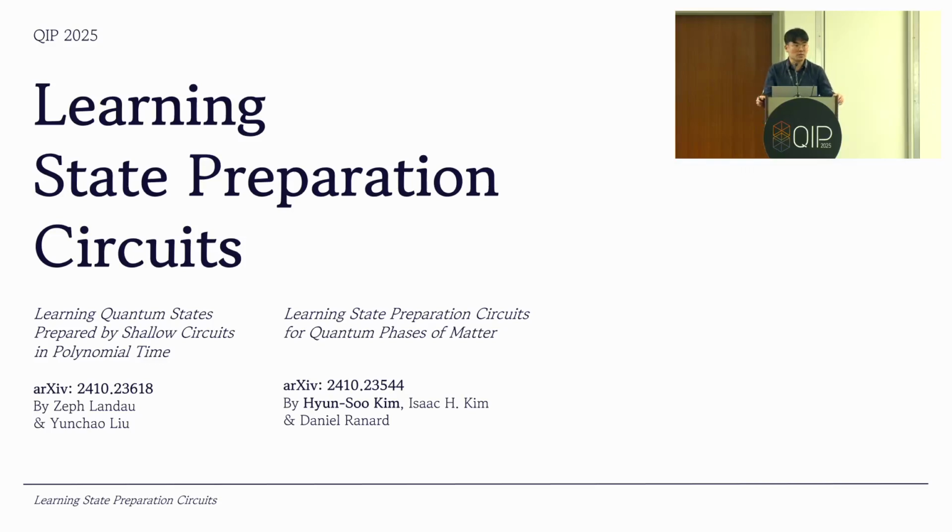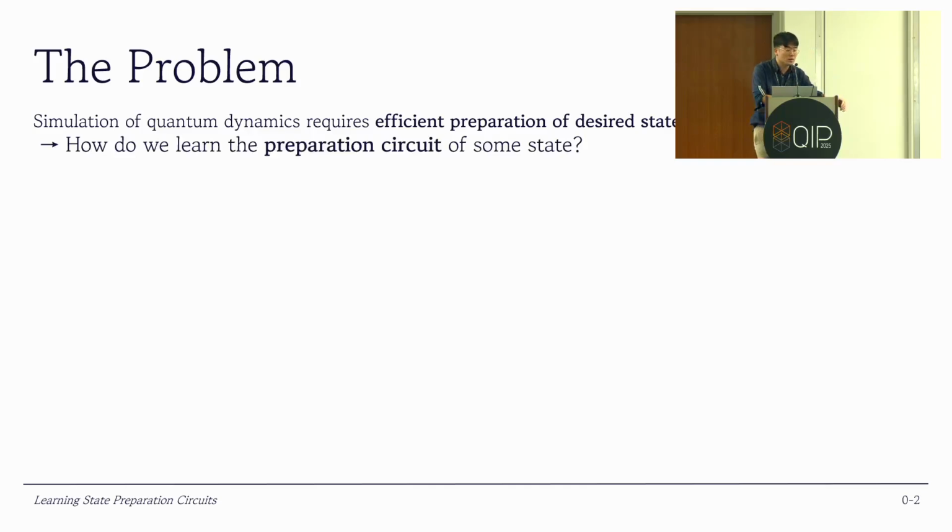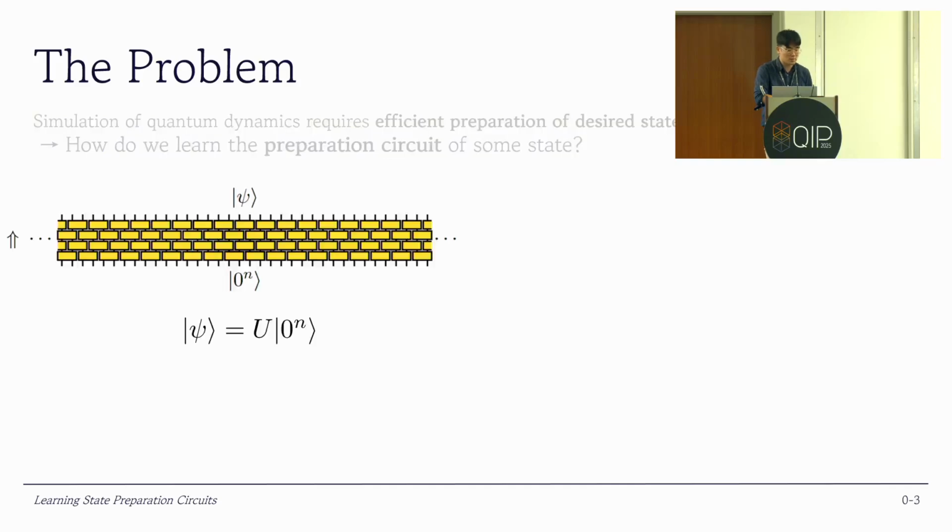As mentioned, this is a merged talk where we'll be presenting technically two works in the same talk, but both of them try to answer the same question, namely learning state preparation circuits. So let's get into it. The problem is related to situations such as simulating quantum dynamics, which require efficient preparation of certain desired states. To even start a simulation, we probably want to prepare the states that start the simulation in the beginning. To do so, the question is, how do we learn the preparation circuit of some desired state? That's the very big question that we're trying to answer.